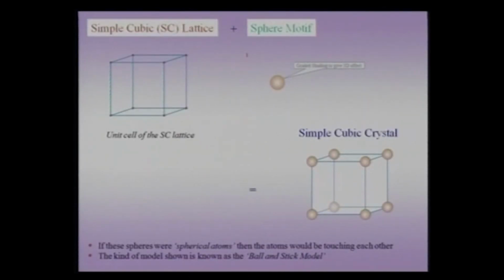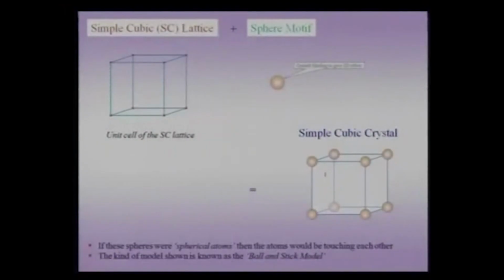So this is the simplest example I can think of. This is the simple cubic lattice, and I can put a sphere. Previously I have been using circles with also the shading effect. Please remember, here I have given the shading effect specially to show that it is a 3-dimensional object, a sphere, and I put the sphere at each lattice point. The crystal I would get would be a simple cubic crystal, which is shown here.